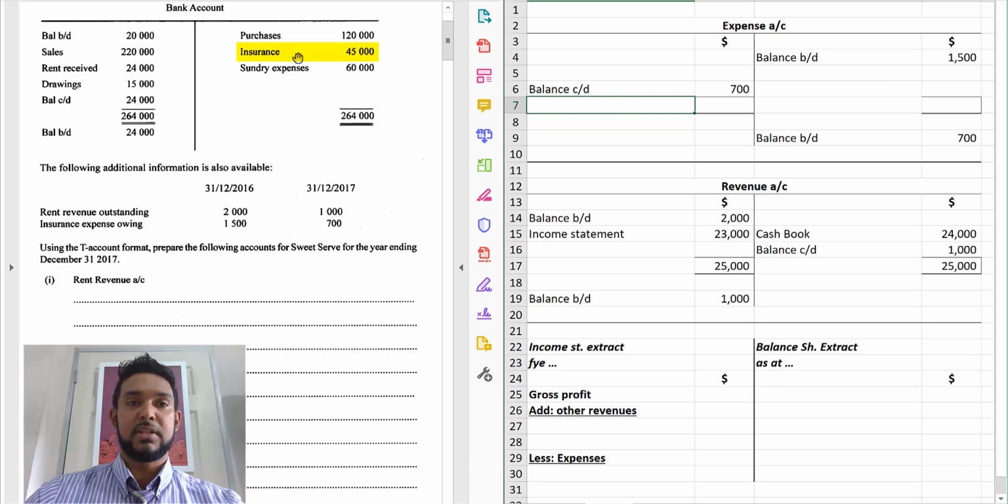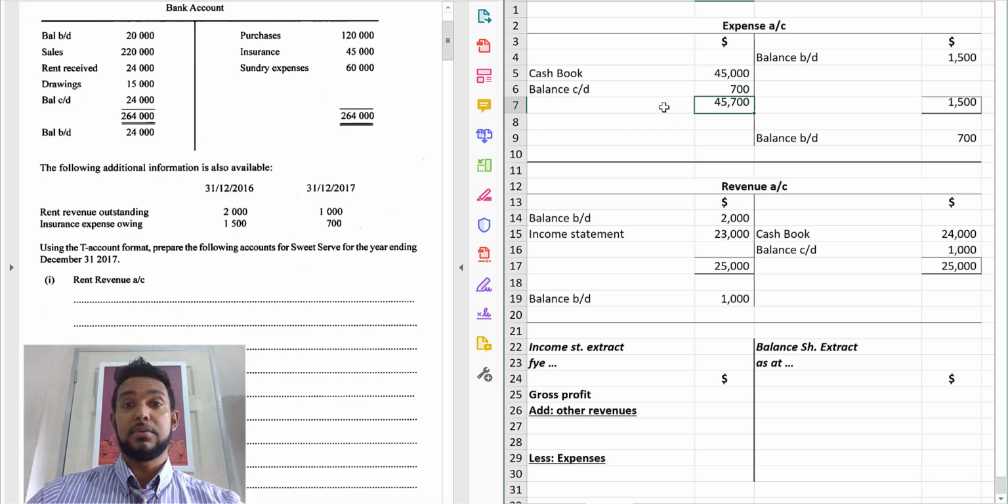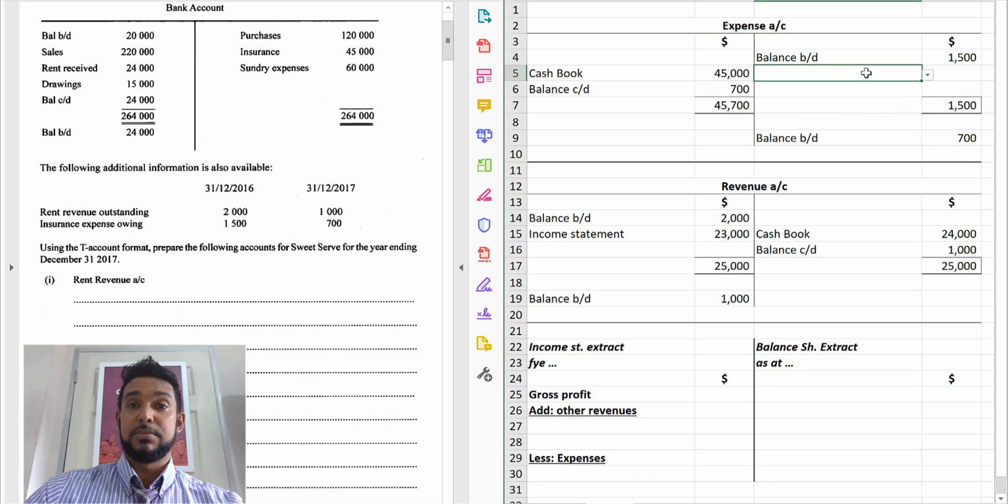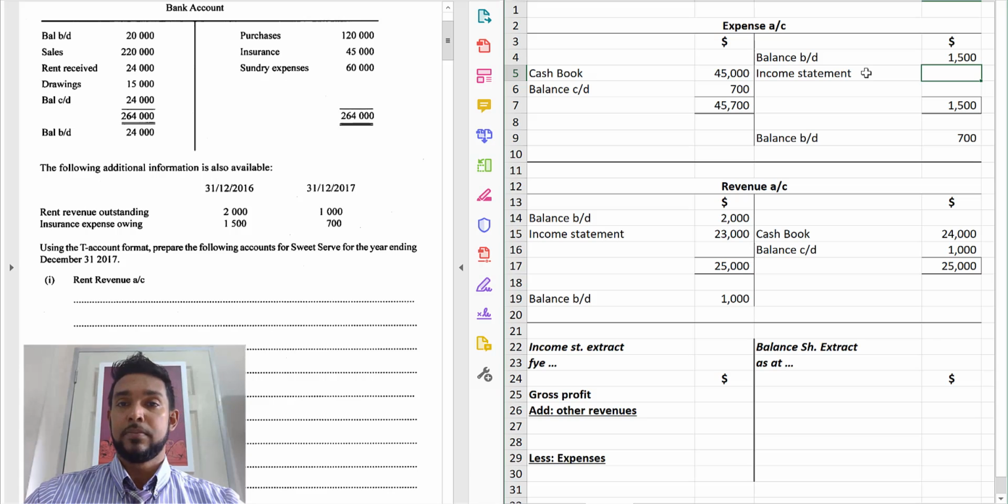The amount paid in respect of insurance is $45,000. Now, that payment is on the credit side of the bank account. And what does that mean about the side of the expense account that we're going to find it? It's going to be on the opposite side, which means the debit side. So that's $45,000. Now let's see, this account is clearly not in balance. We have $45,700 and $1,500 here. What's missing is the income statement item. If we do some quick maths, that's going to be $44,200. Am I right? Yep, 45.7, there you go. And that's how we answer this question.